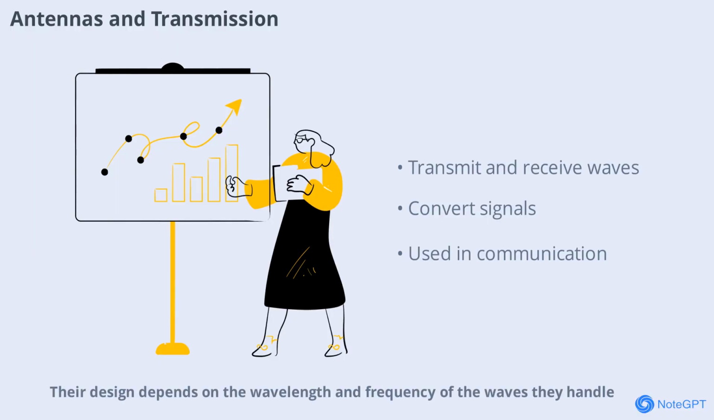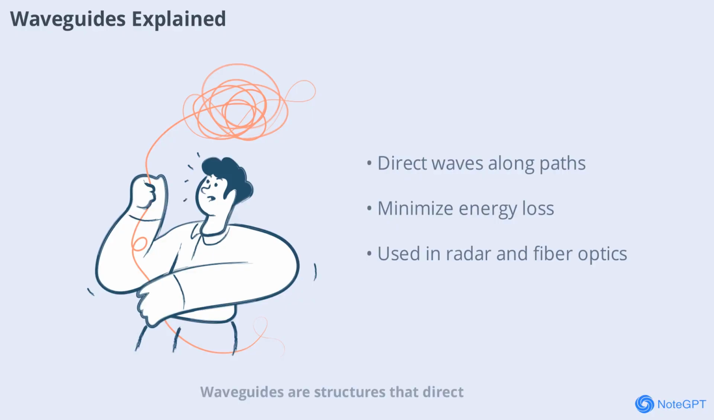Their design depends on the wavelength and frequency of the waves they handle. Next, let's discuss waveguides and their role in guiding electromagnetic waves. Waveguides are structures that direct electromagnetic waves along a specific path. They are commonly used for microwaves and higher frequency signals.